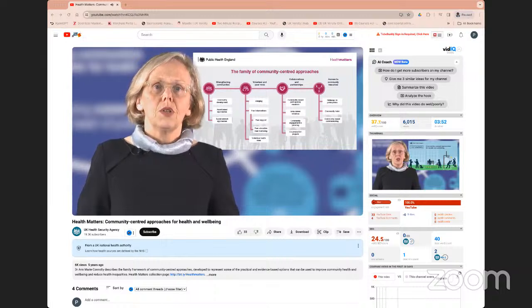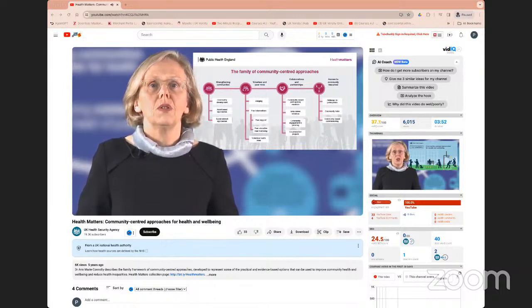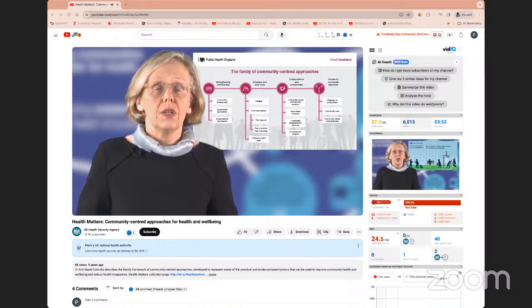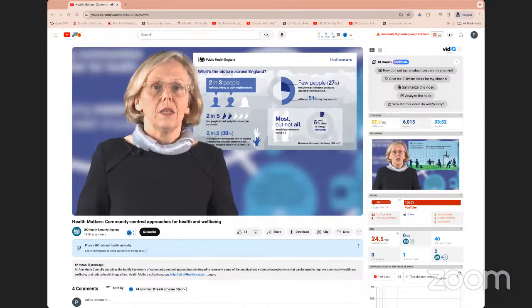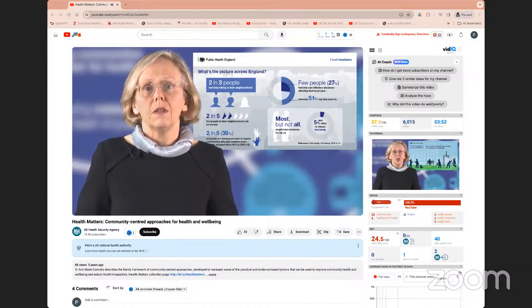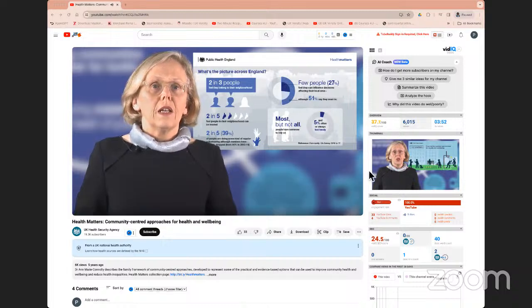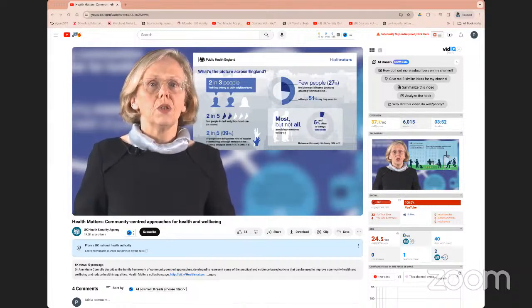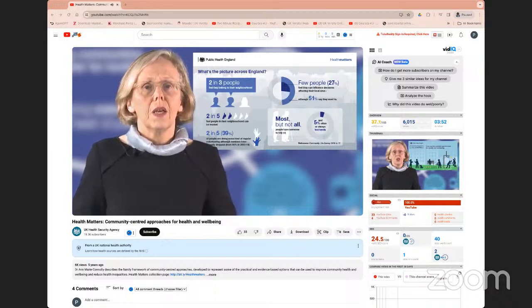Localities are encouraged to commission across the four strands of the family of community-centred approaches as part of action to reduce health inequalities. Local authorities are well placed to measure the health and social outcomes that people say matter, such as wellness, social connections and improved neighbourhood environment. Finally, localities are encouraged to integrate community-centred, asset-based approaches as part of place-based commissioning and strategic planning.